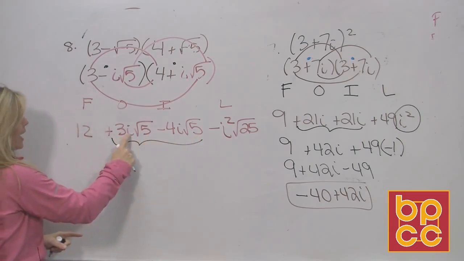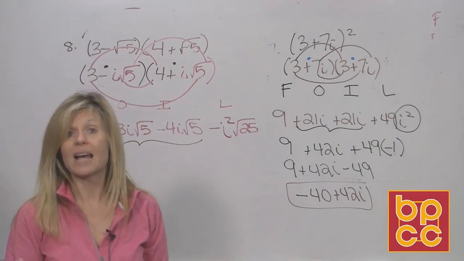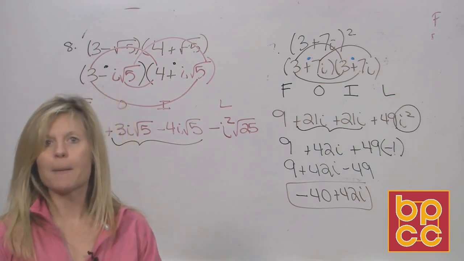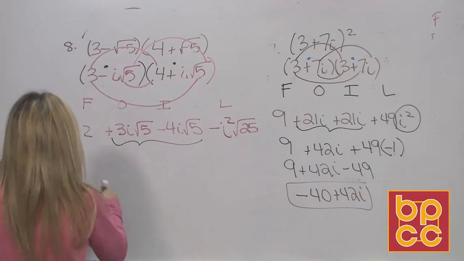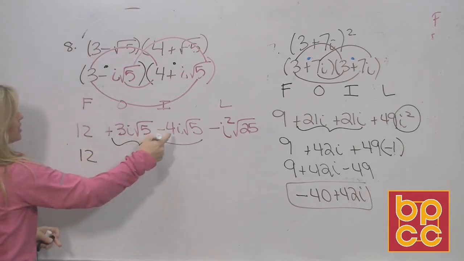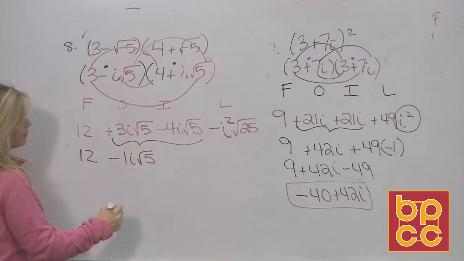So if I have 3i and you minus 4i, well, 3 minus 4 is negative 1. So 3i minus 4i is negative 1i. So what happens is we bring down the 12. This is going to make a negative 1i square root of 5.